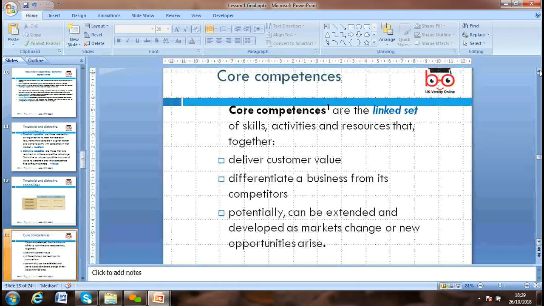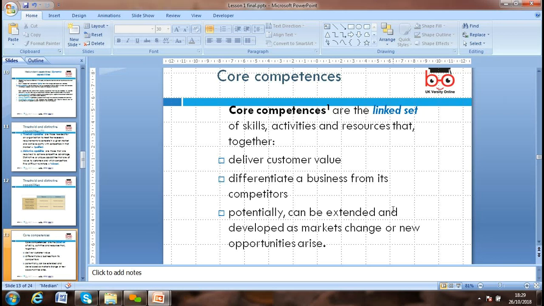So what is meant by core competencies? Core competencies are a linked set of skills, attributes, or resources that together deliver customer value, differentiate a business from its competitors, and can potentially be extended and developed as a market chain. We need to look at this.